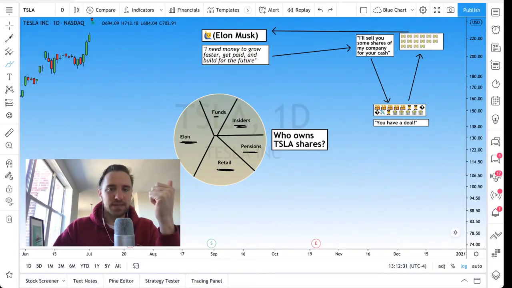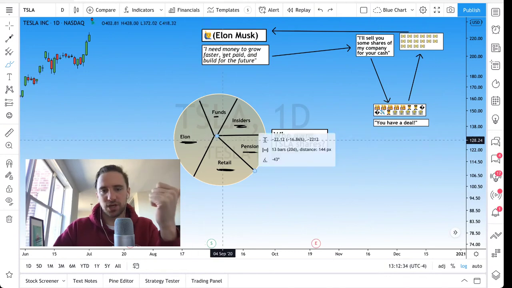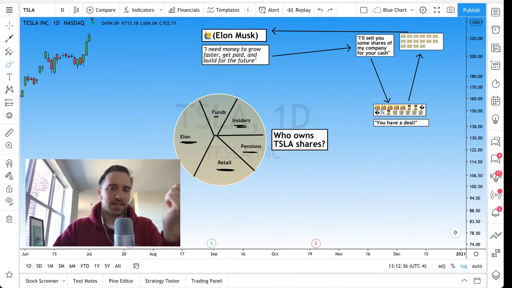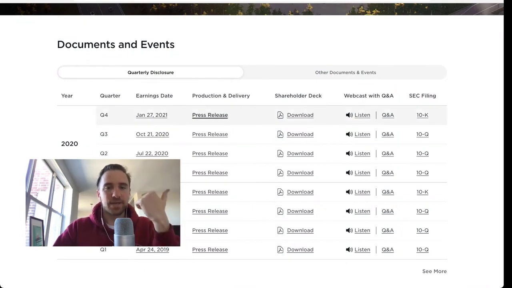So if you happen to be someone in this pie, if you bought a share of a stock, you need to pay attention to your company's earnings, because they are going to you and saying, here's what we did this quarter, here's our earnings report, here's what we're looking forward to in the future, here's what we're working on. They tell you all of that on the investor relations page.